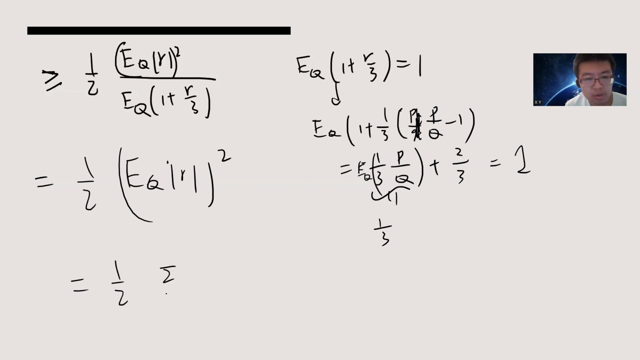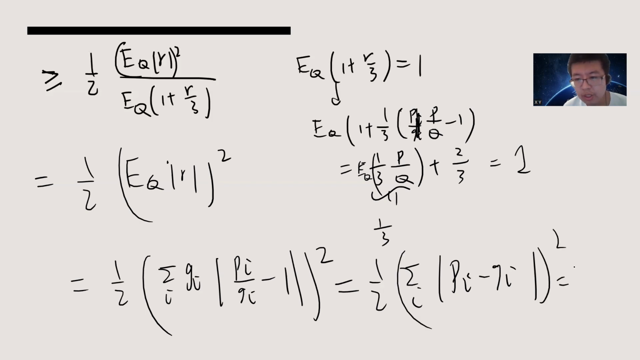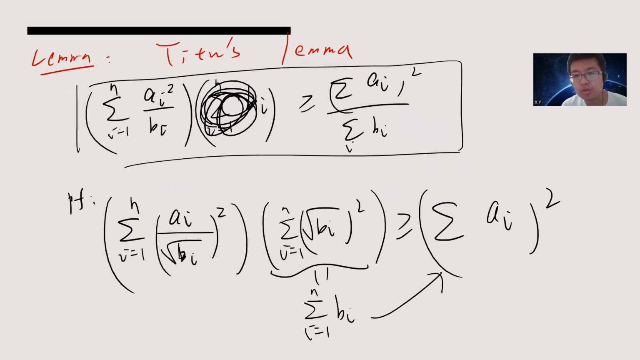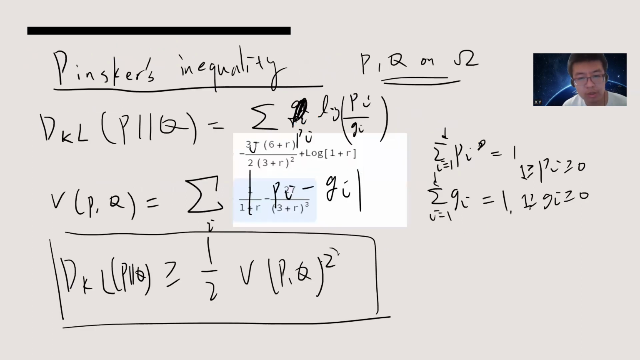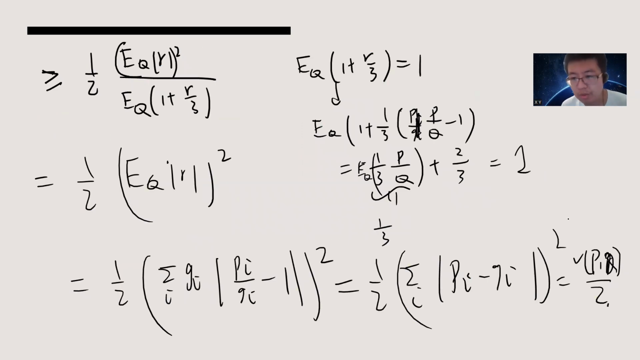So it's half of the expectation of the absolute value of r, squared, which is what? Half of the summation over i of q_i times (p_i minus q_i) over q_i, squared. That is half of the summation of the absolute value of p_i minus q_i, squared. Half of this is just the total variation distance V(P,Q) divided by 2. So V(P,Q) divided by 2, squared, is less than or equal to the KL divergence. So this is Pinsker's inequality, using the two following simple steps.